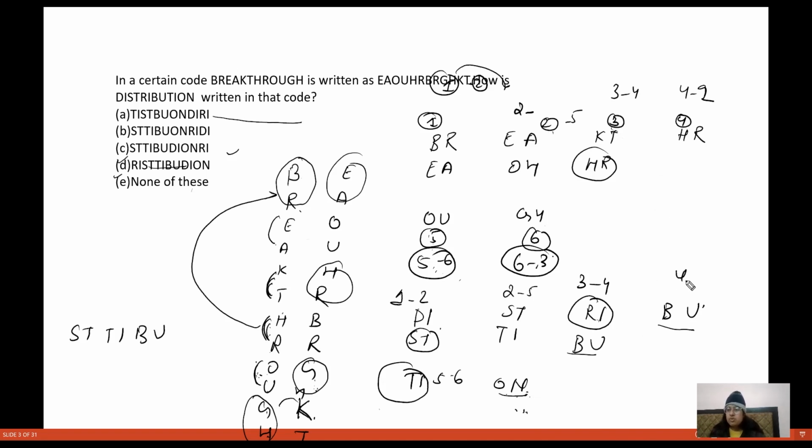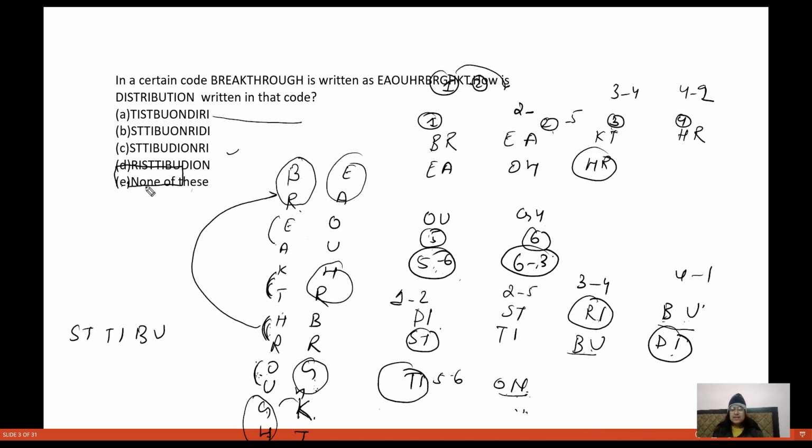Okay, and now 4 to 1, so BU will now be replaced by DI. So we have already found our correct answer here. I did a silly mistake here. Please, you all don't do this. See what happened here. After doing RI, I missed doing B2. So I replace this RI by BU, then BU also I have to replace by DI. So then here only I have found my word STTIBUDI.